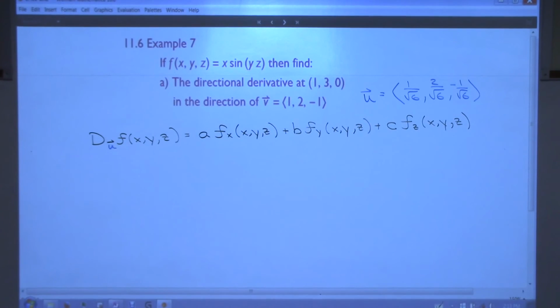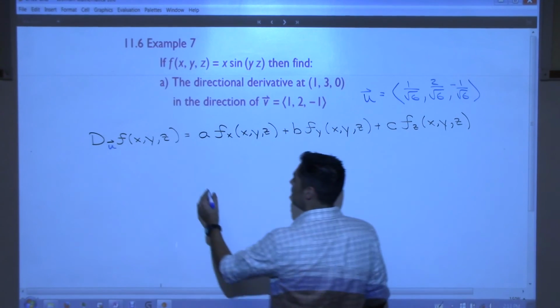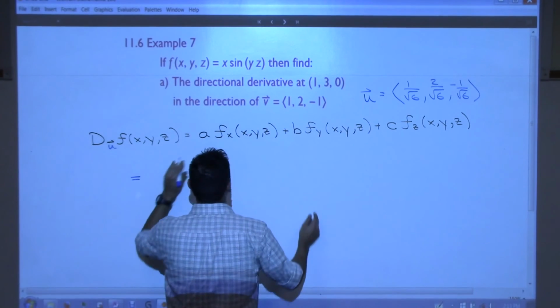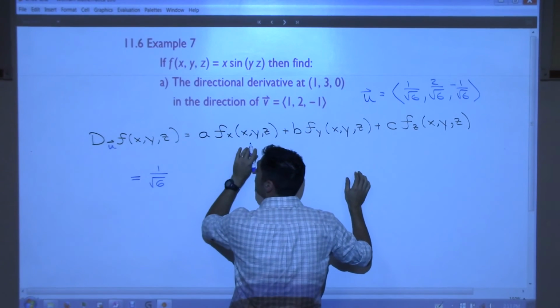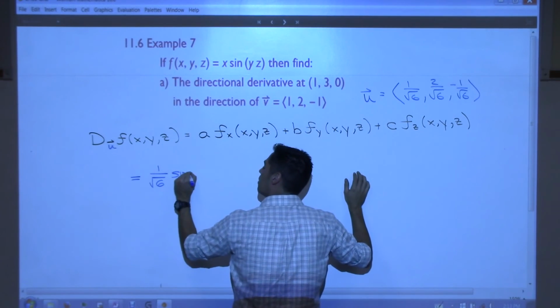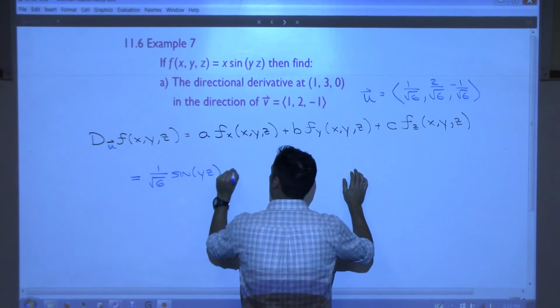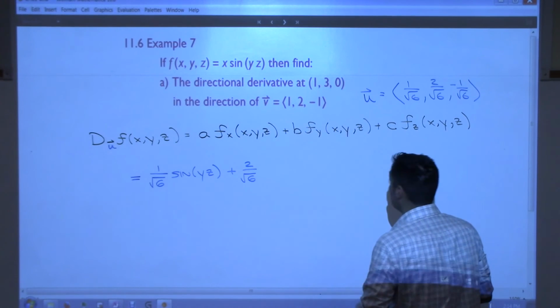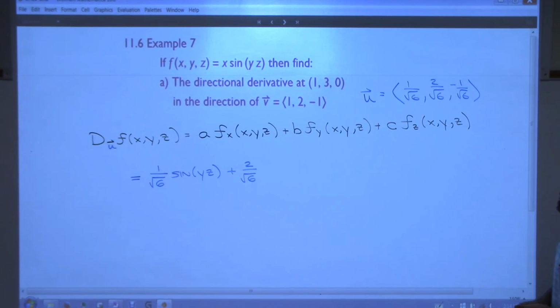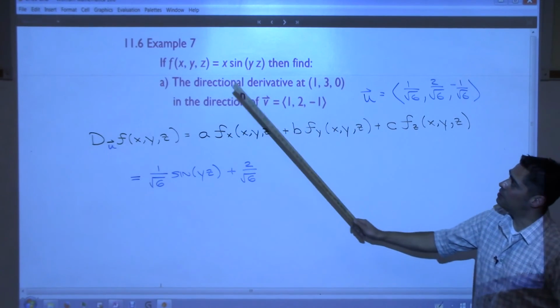Then I need partials. Are we going to do partials on that? That's going to be pretty easy, I think, hopefully. Let's go ahead and start writing this down. a is 1 over root 6. And partial of f with respect to x is sine yz. Then I have plus b, which is 2 over root 6. And then partial of f with respect to y, which is x cosine yz times z. Ignore the x, because it's a constant.